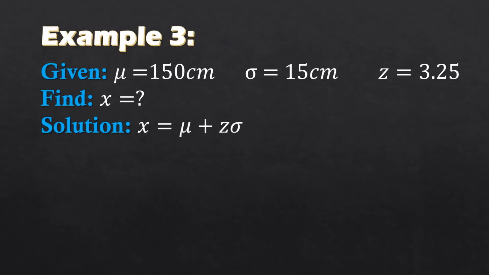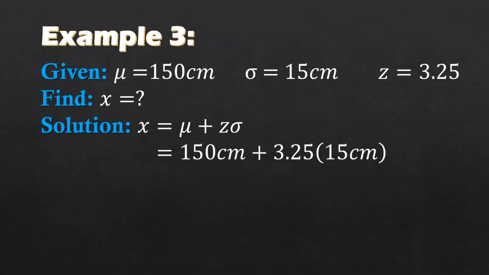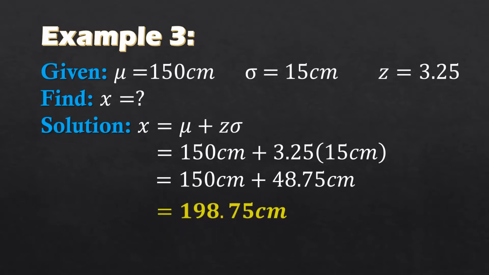So now we can substitute the values of our mean, the z-score, and the standard deviation. We have here 150, the average height, 150 centimeters, plus 3.25 times the standard deviation of 15 centimeters. And we have 150 plus 3.25 times 15, that is equal to 48.75 centimeters. And lastly, just add these two, and we have 198.75 centimeters. So this is how tall Sir Victor is.